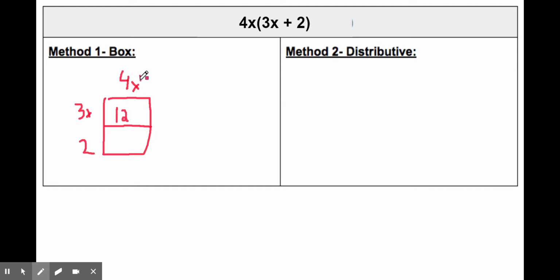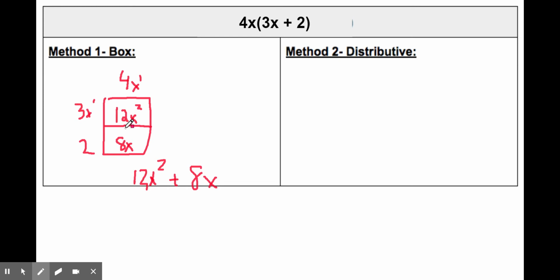Now remember, we have the same base, so we're going to add the exponents. So this is going to be x squared. And then we're going to take 4x times 2 and get 8x. So this would be 12x squared plus 8x. So that's one way that you can go about doing it.